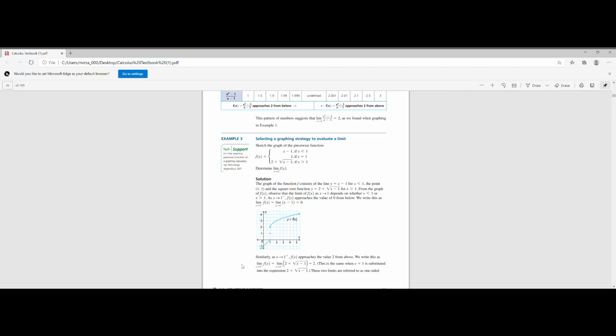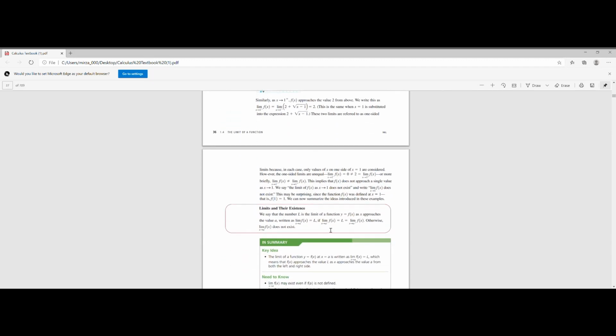From the left side, you can see the limit is approaching 0, whereas from the right side, it's approaching 2. And since the left side limit and the right side limit are not equal, the limit does not exist. So a limit only exists if the limit from the left side is equal to the limit from the right side.